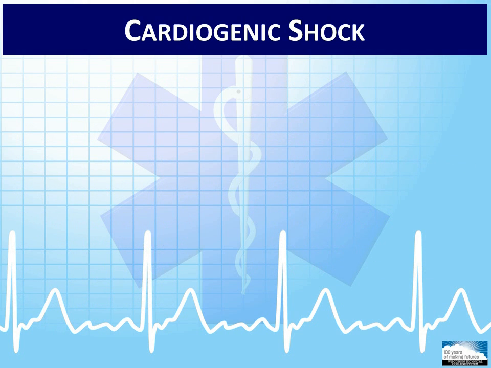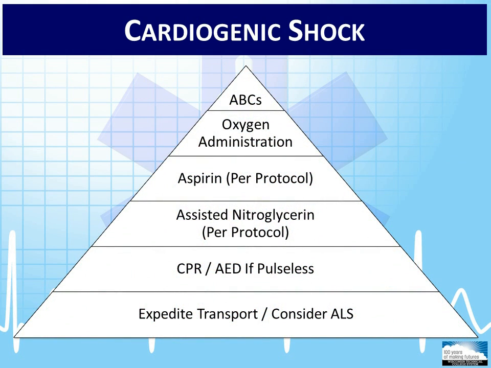Management of a patient in cardiogenic shock will differ from patient to patient. If the patient appears to be suffering from an acute myocardial infarction, administration of aspirin along with patient-assisted nitroglycerin may be warranted by local protocols. If a patient is pulseless, CPR should be performed and an AED applied for potential defibrillation. Regardless of the pathology underlying the cardiogenic shock, monitoring ABCs is of paramount importance. These patients are already having problems perfusing, so supplemental oxygen administration is also warranted. Rapid transport is important, and, if available to the service, advanced life support should be utilized.